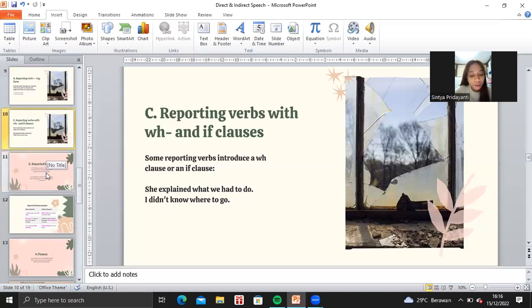And some verbs have the pattern noun plus verb plus wh- word plus clause, or noun plus verb plus if plus clause. With some verbs, we can mention the hearer as the object of the verb. For example, he told me what I had to do. He asked them if they were ready. Those verbs have the pattern noun, verb, noun, plus wh- word plus clause, or noun, verb, noun, plus if and clause.